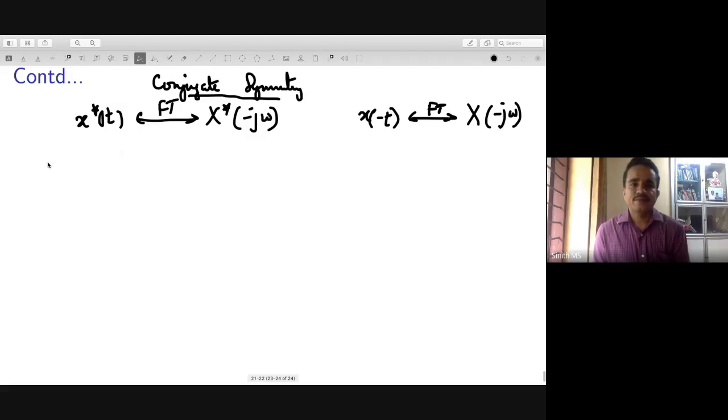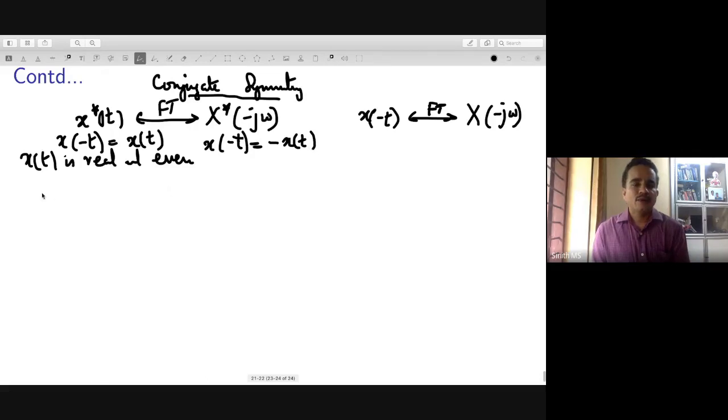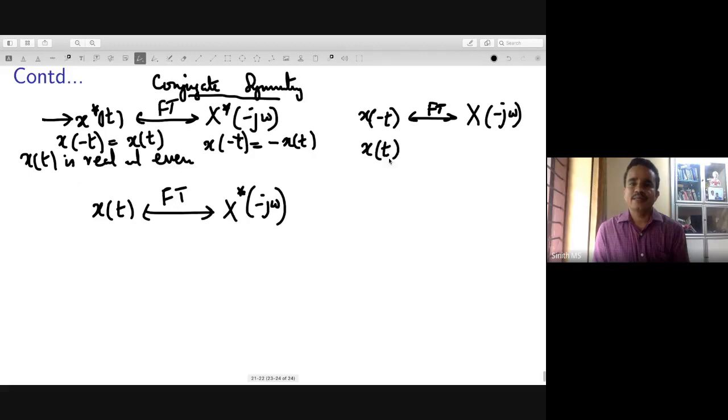So suppose x of t is real and even. Even signal means x of minus t will be x of t itself, and odd signal means that x of minus t will be minus x of t. In this equation, x star t is the same as x of t because the signal is real. So x of t also has a Fourier transform x star minus j omega. Similarly, x of minus t is the same as x of t because x is even. So its Fourier transform is x of minus j omega.